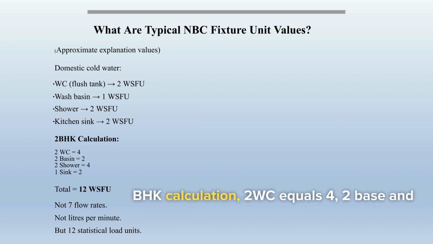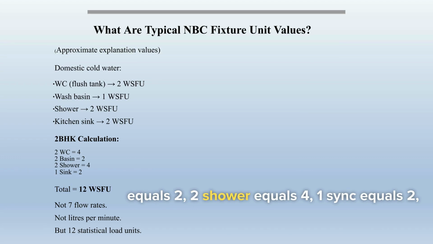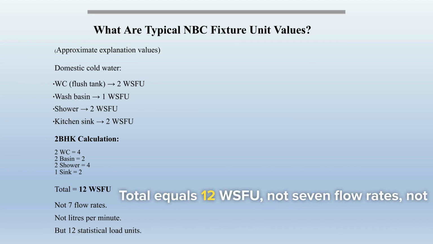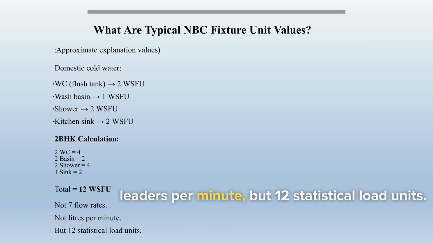2 BHK calculation. 2 WC equals 4. 2 basins equals 2. 2 showers equals 4. 1 sink equals 2. Total equals 12 WSFU. Not 7 flow rates. Not liters per minute. But 12 statistical load units.